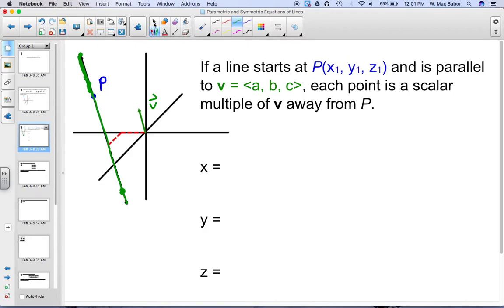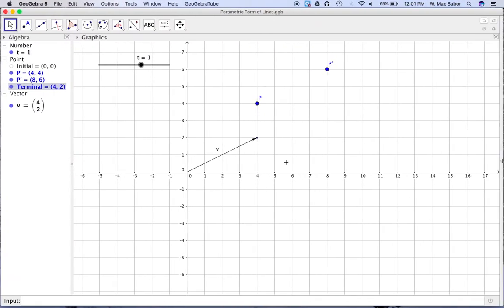This is a little bit hard to see in 3 dimensions, but I can show you a really good demonstration in 2 dimensions. Here I have a vector v, and here's my point P that I'm starting with. What you'll see is this point is a scalar multiple away. Specifically, it's 1 times v away. But if I change what I multiplied it by, here you see t, I'm changing the value of what it's multiplying by. You'll notice that this point is traveling along a line as I change the value multiplying v.